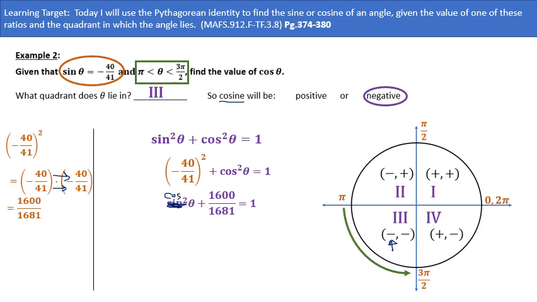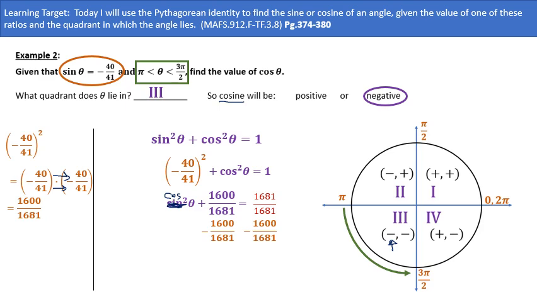All right, so cosine squared of theta plus 1,600 over 1,681 equals 1. We're going to subtract both sides by 1,600 over 1,681. But we got a problem. We've got to change 1 into a fraction. What do I want that denominator to be? 1,681. So what are you going to change 1 to? 1,681 over 1,681. Mr. Weber, this is crazy.